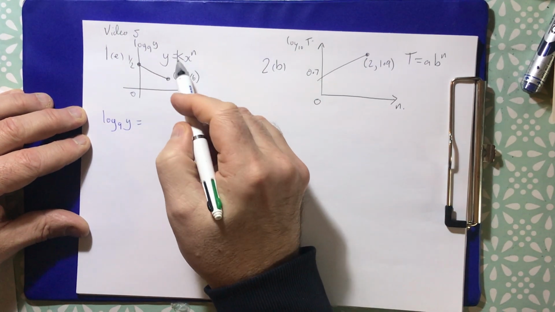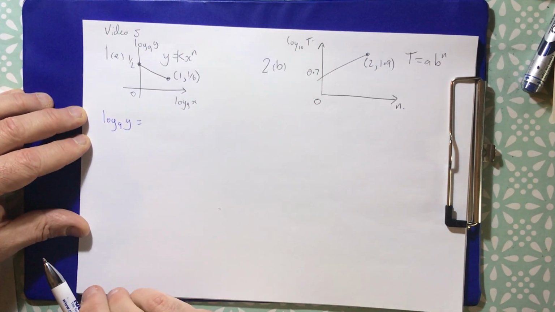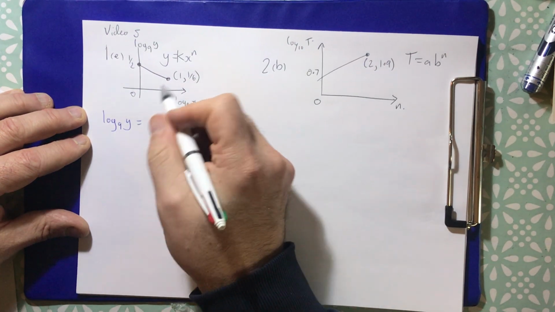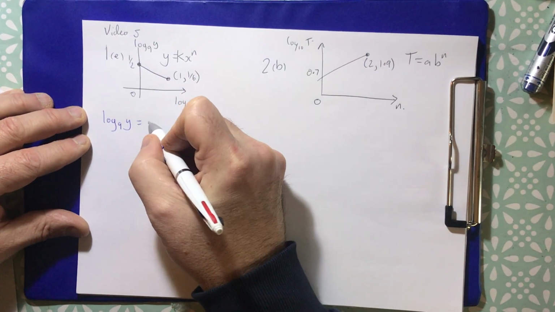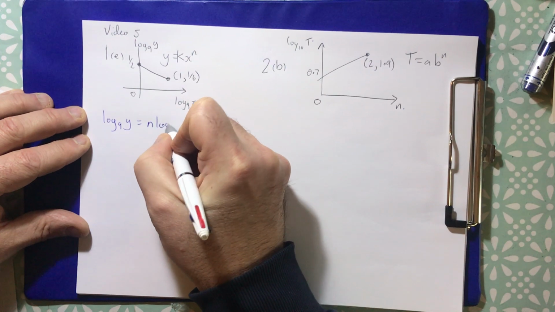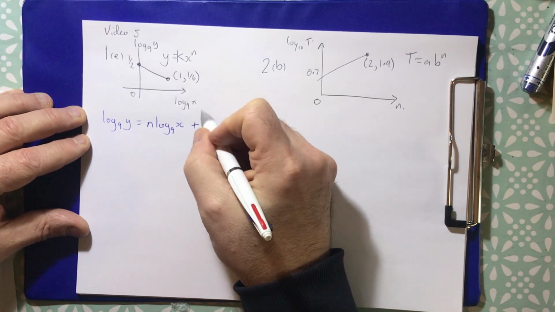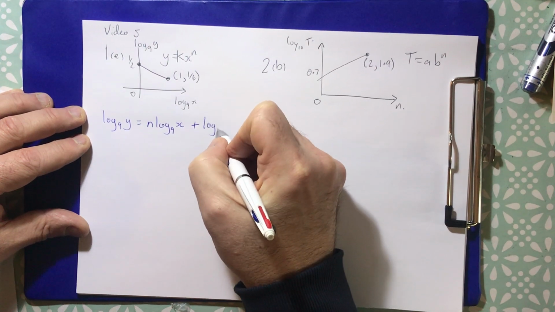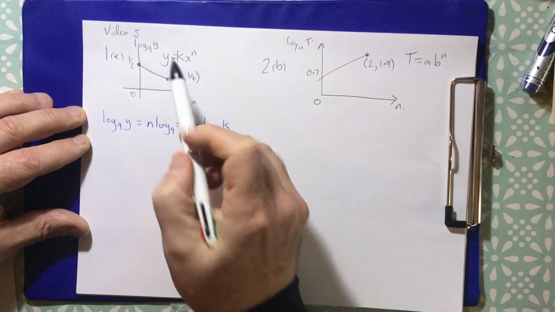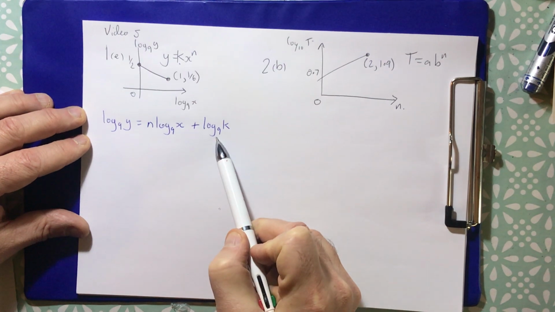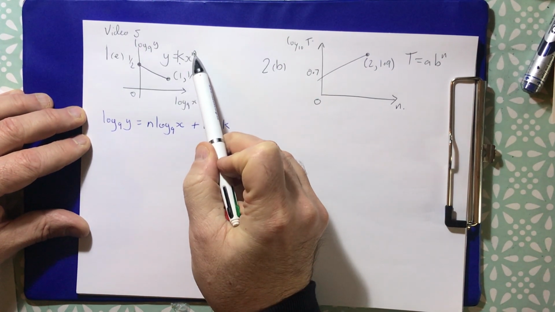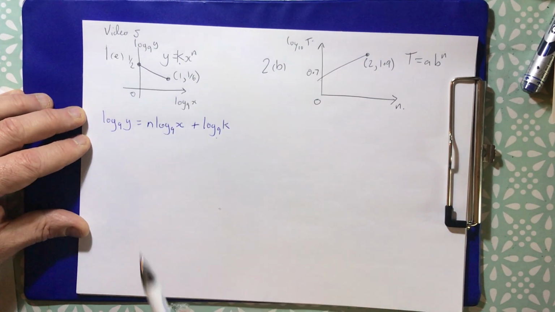Remember, when you multiply, you add, and when you raise to a power, you multiply. So you're going to have n log to the base 9 of x plus log to the base 9 of k, because you multiplied by k, which is why it's added on. You raised to the power n, which is why it's multiplied.